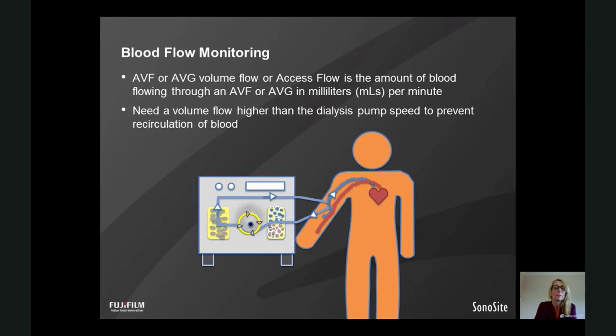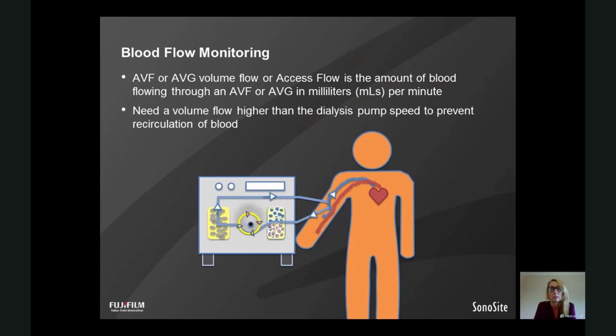So blood flow monitoring, in arteriovenous fistulas and arteriovenous grafts, the volume flow, or what we call it in dialysis, the access flow, is the amount of blood flowing through an arteriovenous fistula or arteriovenous graft in millilitres per minute or mils per minute. We need a volume flow higher than the dialysis pump speed to prevent recirculation of blood.